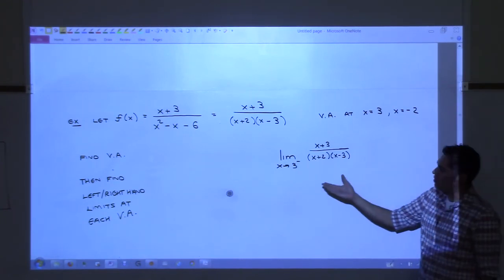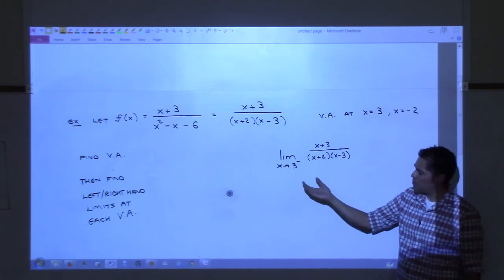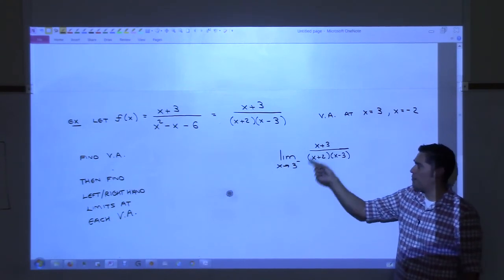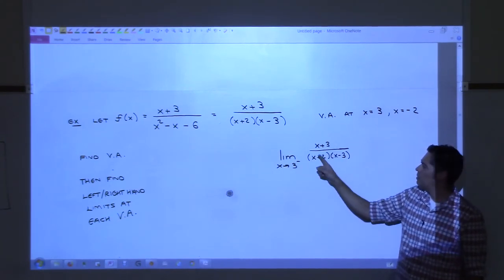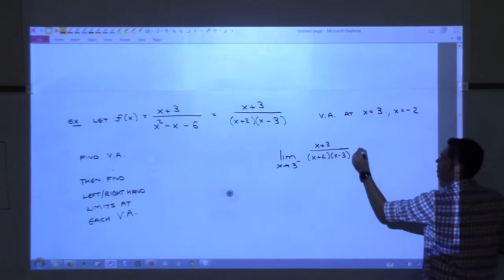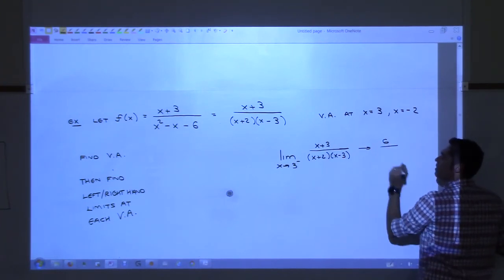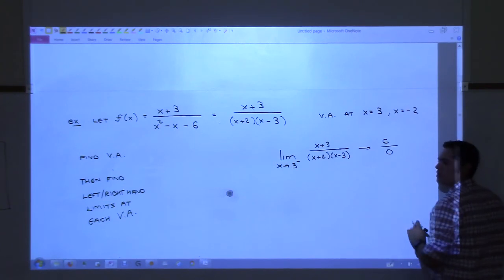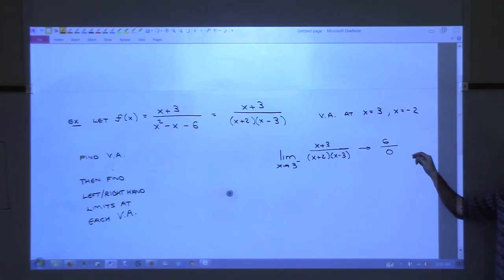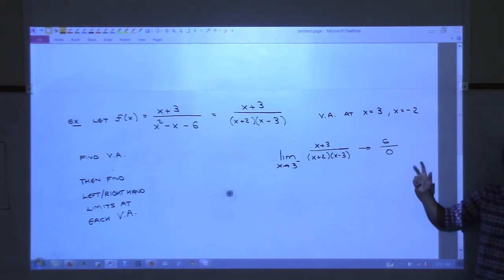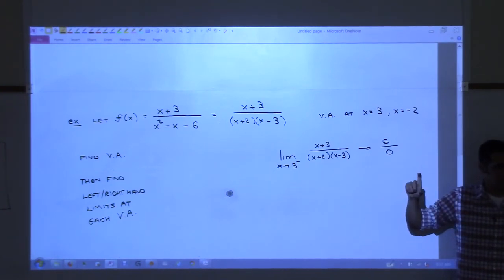What is this limit right now if I just plug in 3? If I just try and plug 3 in, what happens? On the top, I get what? 6. And on the bottom, I get 0. Now, I told you 0 over 0 was bad, didn't I? But I never talked about 6 over 0. 6 over 0 is bad. I agree it is bad, but it's a different kind of bad than 0 over 0. It's different.